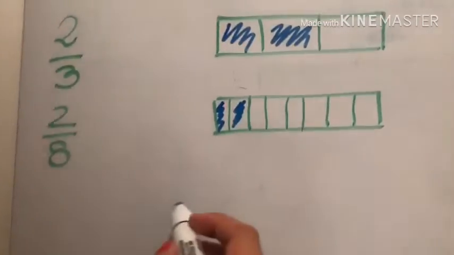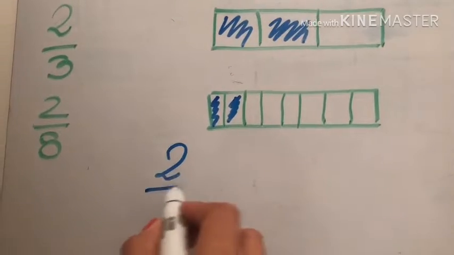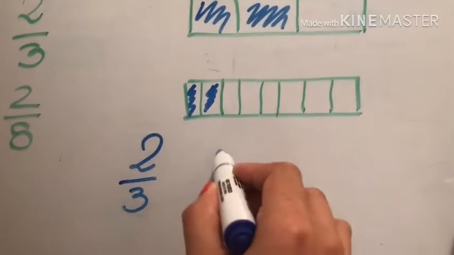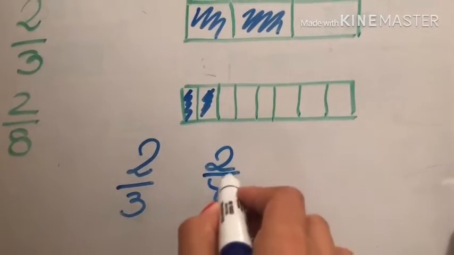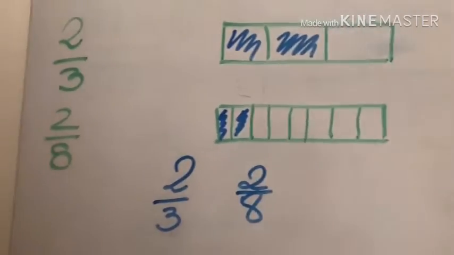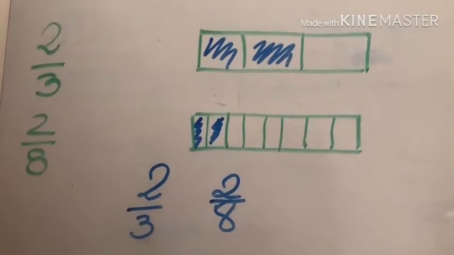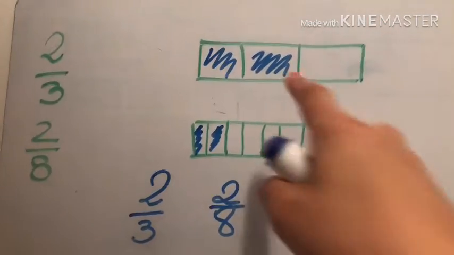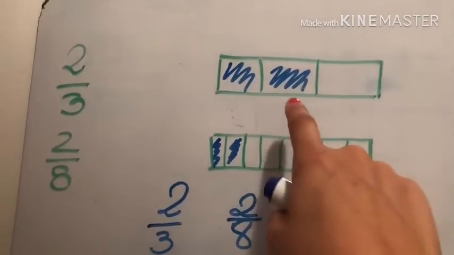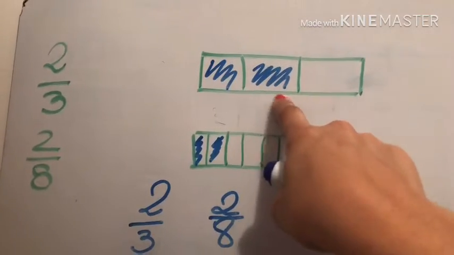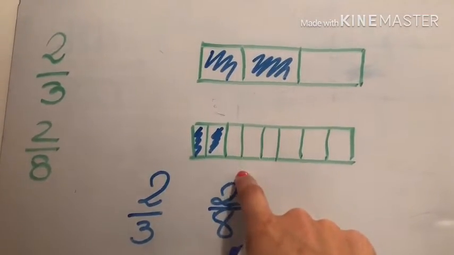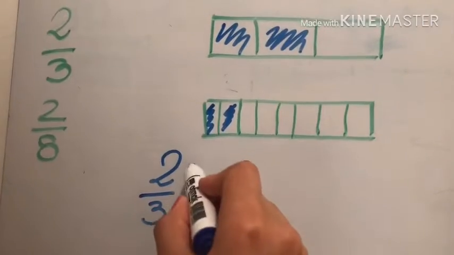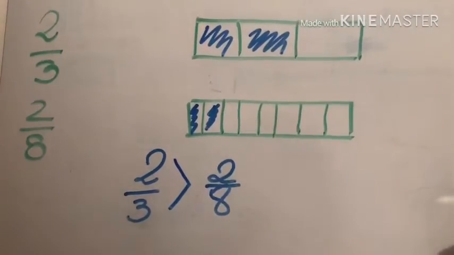So if I want to compare these two fractions, 2/3 and 2/8, I can say which one is greater or bigger than the other one. If we just look at it, this one up here, the 2/3, is bigger or greater than the 2/8. So my symbol will go like this.